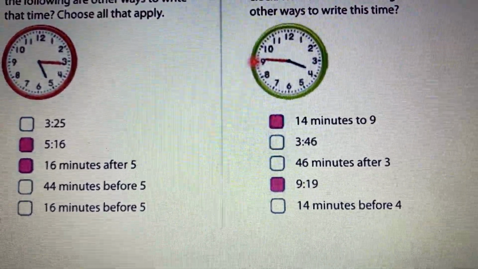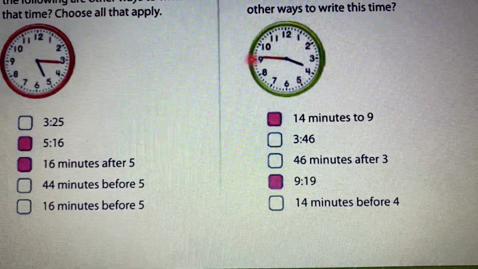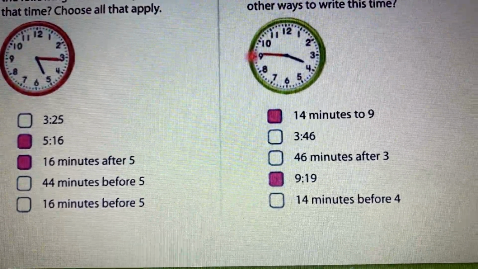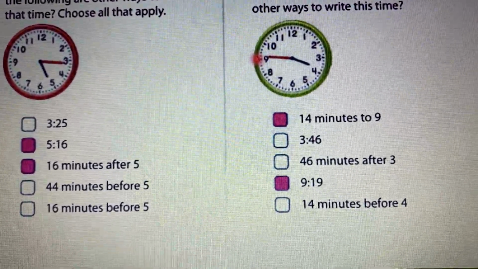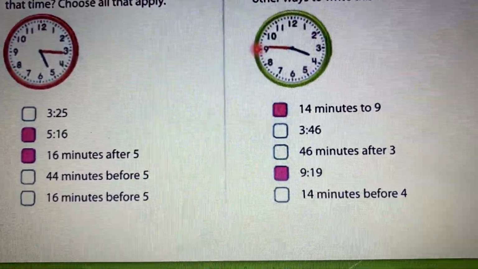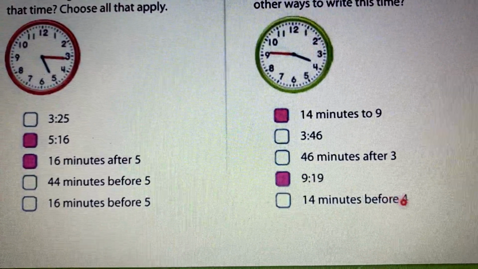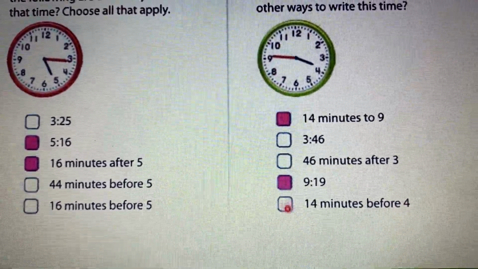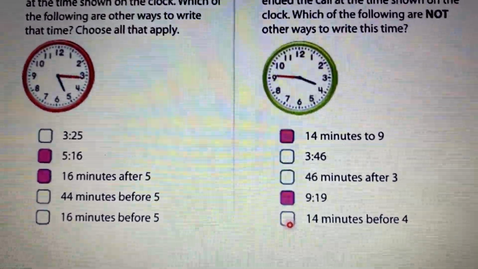Keep that in your mind. Now from 50 to 55, this is 5. From 55 till 60, another 5. So 10 and 4, 14. 14 minutes before 4. So this one is correct. So I'm not going to check it.